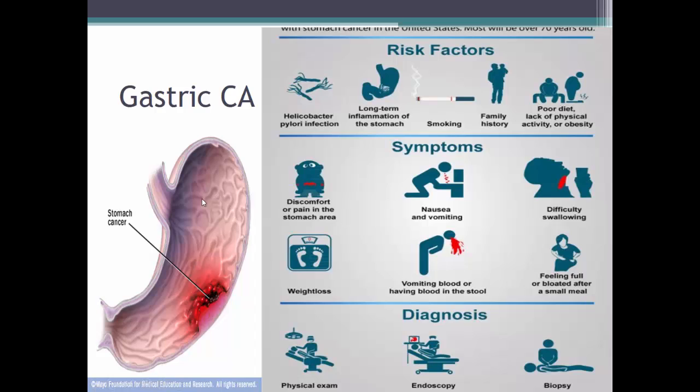So let's talk about gastric cancer. The etiology is basically multifactorial, but H. pylori plays a significant role. In addition, any long-term inflammation of the stomach, smoking, family history, poor diet, and lack of physical activity or obesity could do that as well. Gastric polyps can also be a precursor of cancer. Patients taking NSAIDs.